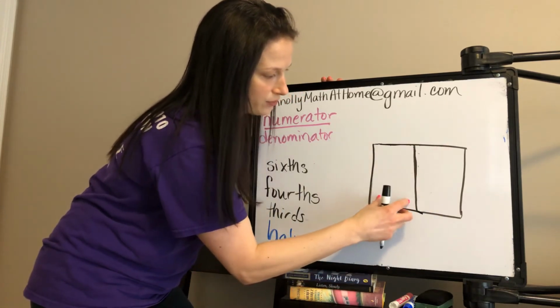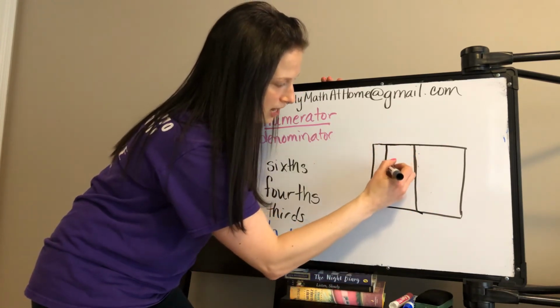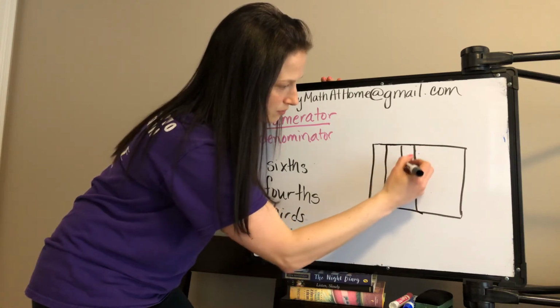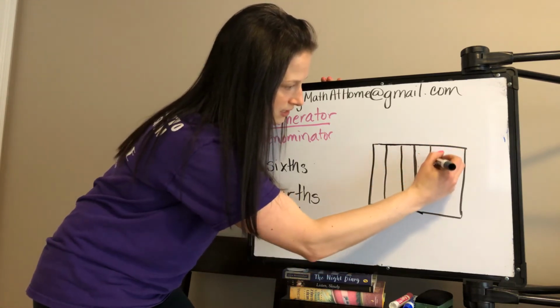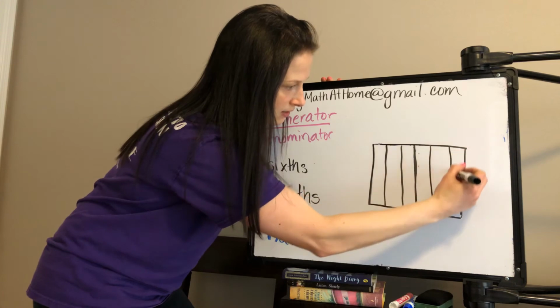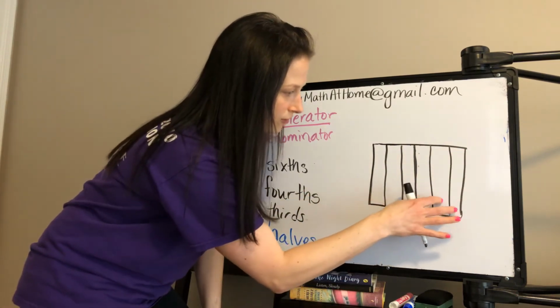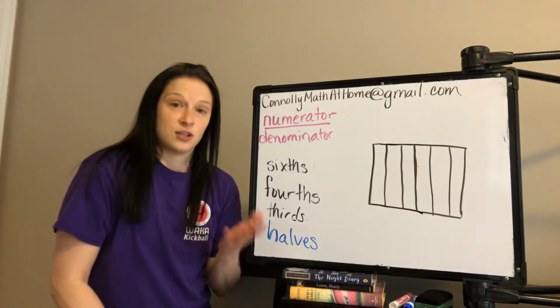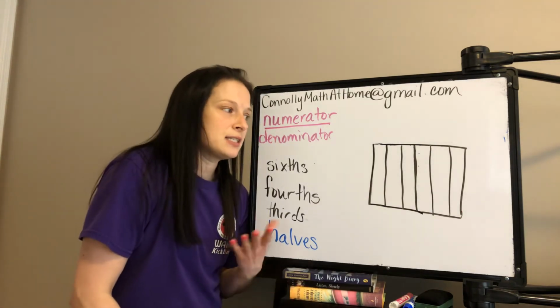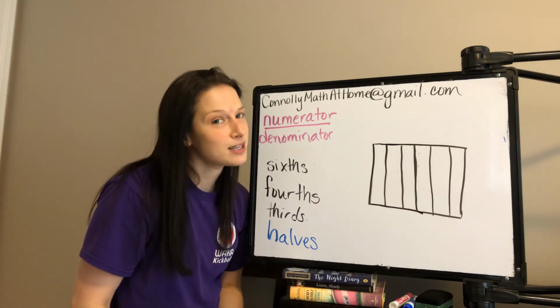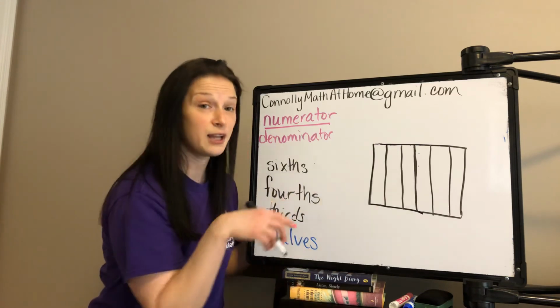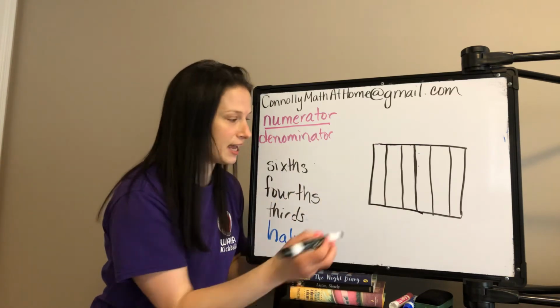Then I think about making each half into 3 equal pieces because I know 3 plus 3 is 6. Then I'm going to double check. 1, 2, 3, 4, 5, 6. So I made sure I had 6 pieces. I made them as equal as I possibly could. How much of the brownie does each person get?